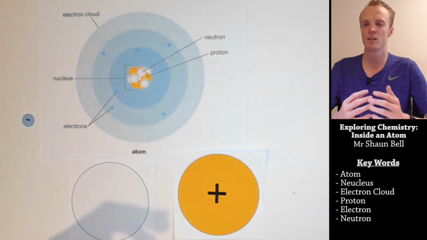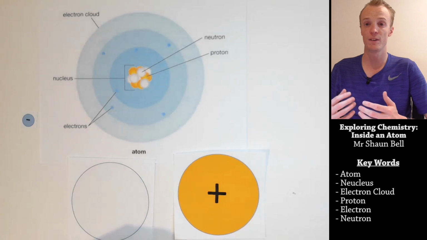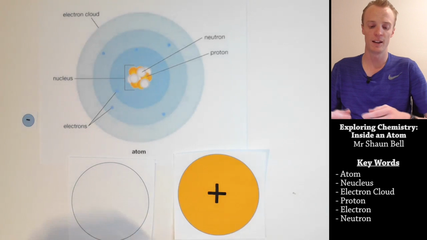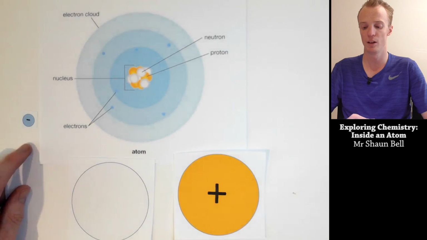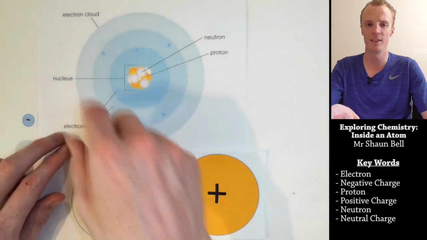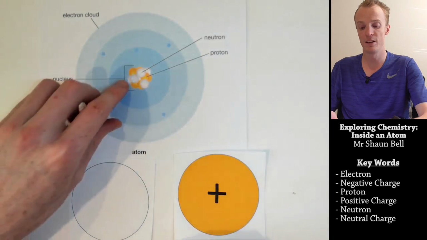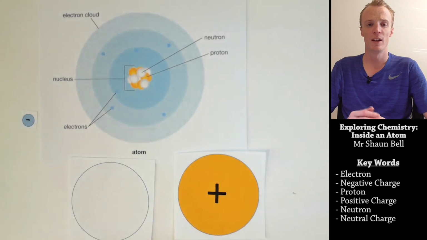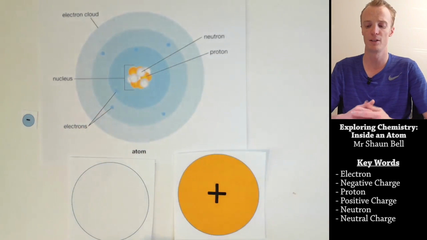When we think about the actual size of these protons, neutrons, and electrons, the protons and neutrons are actually very similar in size. However, the electron over here is much, much smaller. In fact, the electron is about 1,800 times smaller than these protons and neutrons. What helps keep these electrons within these shells is the negative charge associated with them. Because the protons in the nucleus here have a positive charge, the electrons become attracted to this charge. This attraction helps keep these electrons in the clouds that surround the nucleus.